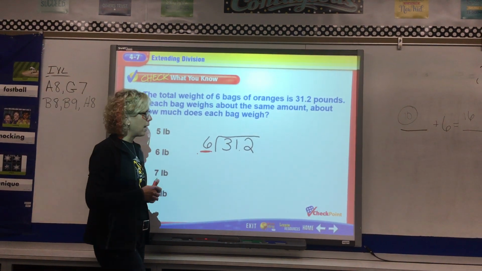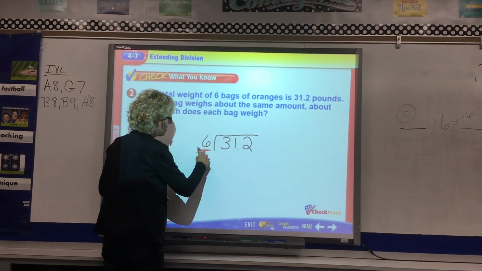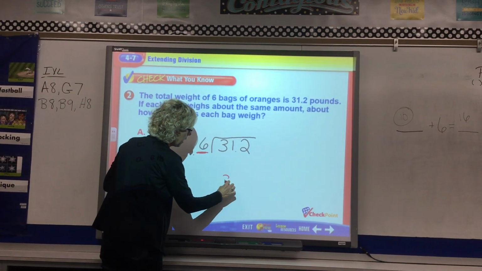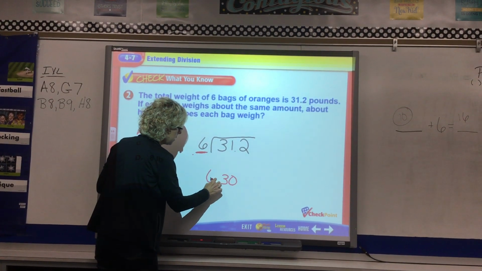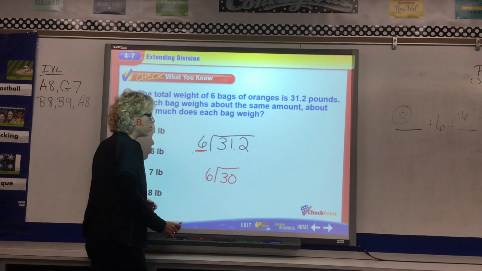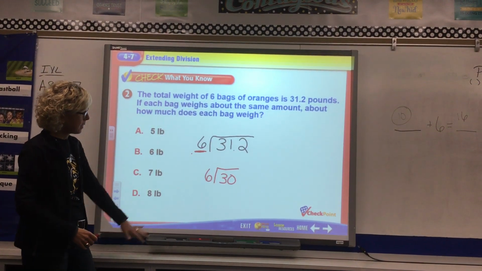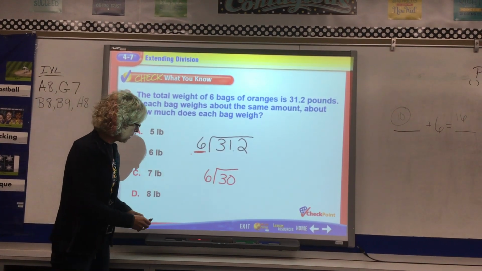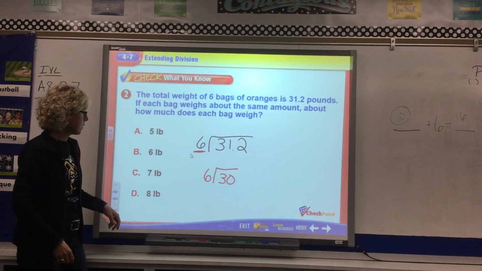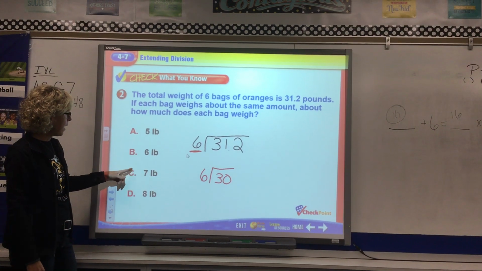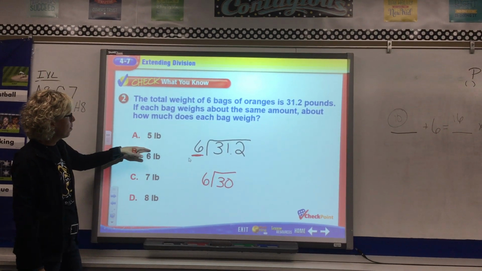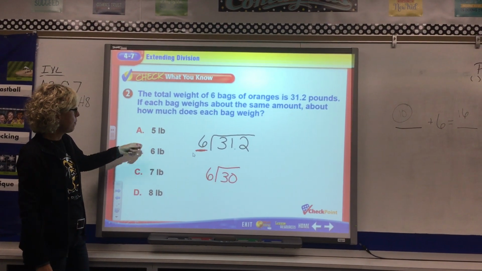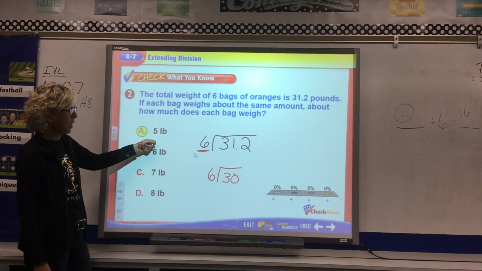In my mind, I know that 6 times 5 is 30. That's really close. So my estimate is going to be 6 into 30, or 30 divided by 6, and that's fairly close to my original problem. I can solve that mentally. 6 into 30 goes 5 times. So each bag weighs about 5 pounds.